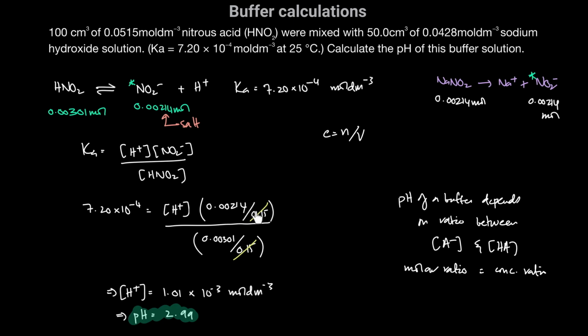Because you have the same volume, you have the exact same solution. If you just divide number of moles by volume, in both cases the volume will just cancel out. So ultimately you're just taking the molar ratio between the two, and the ratio of the moles of conjugate base and acid determines the pH of a given buffer.